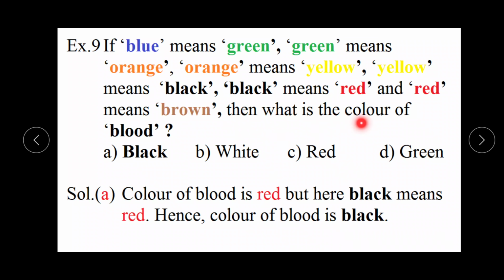But here the color of blood is red. It means which word is giving the meaning red. That time we will check that black means red, काले का मतलब लाल है. It means if our answer is red, that time we will choose black. But in which, when the word "means" is used, black means red. What is the color of blood? That is black. It means the first option.